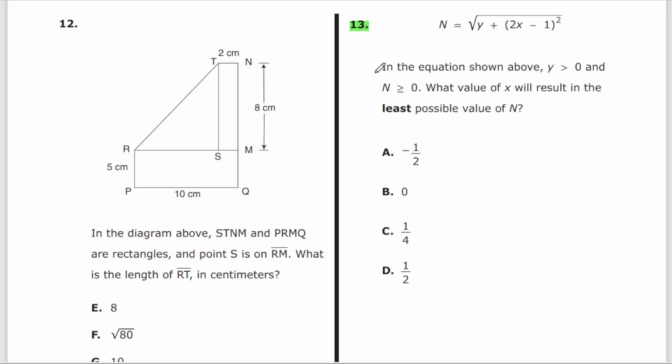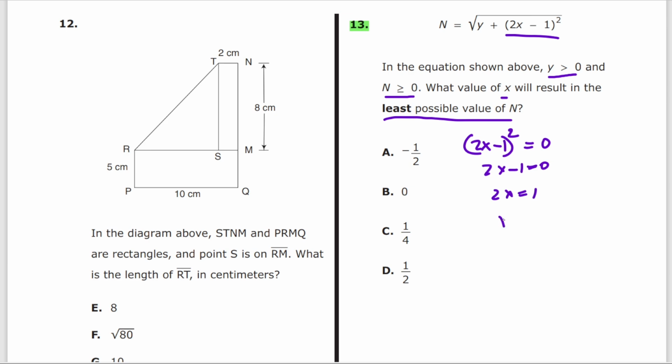Final problem, problem 13. In the equation shown above, y is greater than 0 and n is greater than or equal to 0, what value of x will result in the least possible value of n? So essentially this needs to be least. So (2x minus 1) squared by itself has to be the least. So the only way for this to be the least is when this is equal to 0, right? Any other x, since it's squared, will make it positive. So (2x minus 1) squared is equal to 0, therefore 2x minus 1 is equal to 0. Therefore 2x is equal to 1. Therefore x is equal to 1/2, and the answer is D.